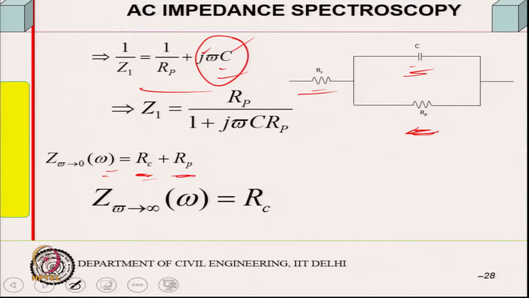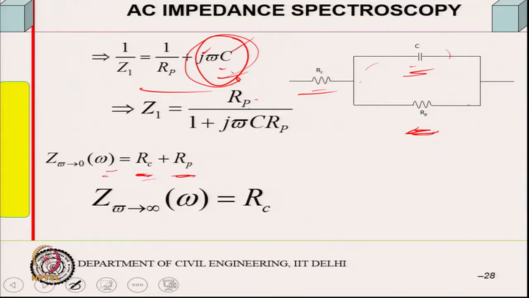omega tends to infinity means this part will be very large. So, nothing will flow through this; everything will flow through the other branch, as if there is a current short circuit. You can show that when omega is very large, this part is 0, so it is simply Rp.